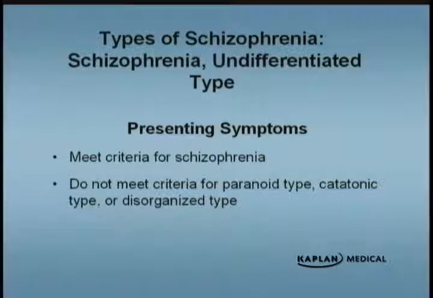However, the theme is not one of grandeur or persecution, so you rule out the paranoid. He's not disorganized, he's not childlike, he's not regressed, so you rule out the disorganized. He has no psychomotor disturbances, so you rule out the catatonic. And of course, he is psychotic, so you rule out the residual. So you are left with schizophrenia undifferentiated type, which is basically a schizophrenia of rule-outs. Rule out everything else, and then you're left with this disorder.